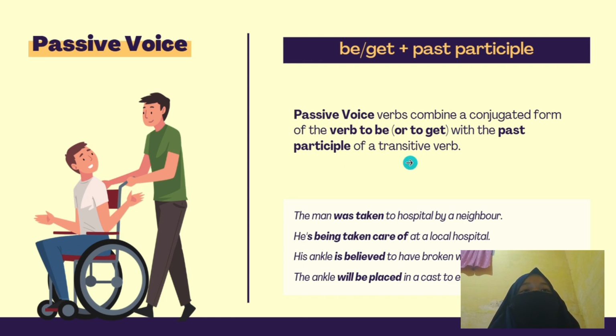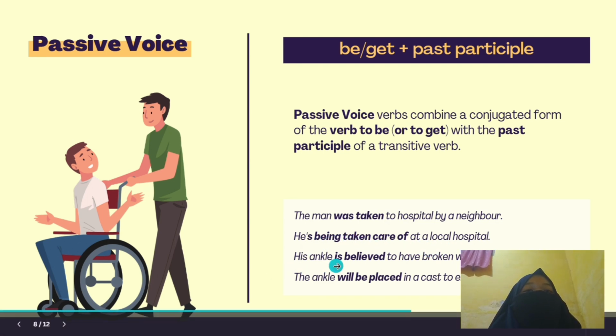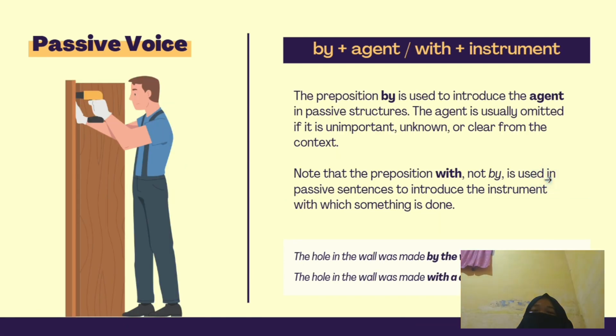The man was taken to hospital by a neighbor. He is being taken care of at a local hospital. His ankle is believed to have been broken when he fell. The ankle will be placed in a cast to ensure proper healing.